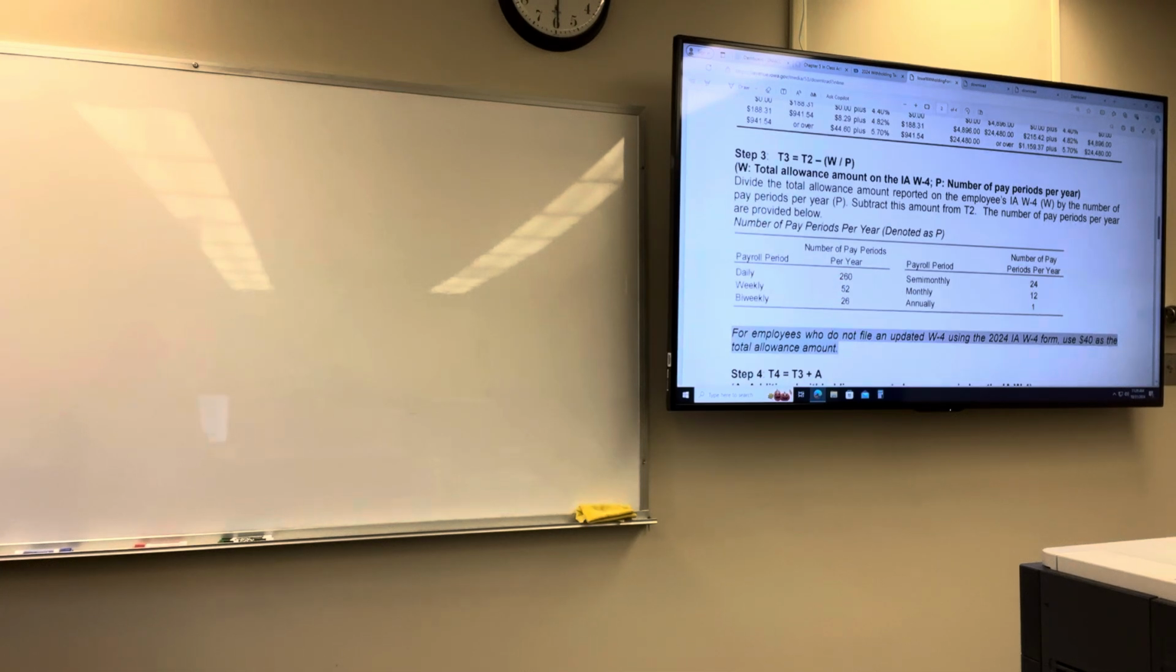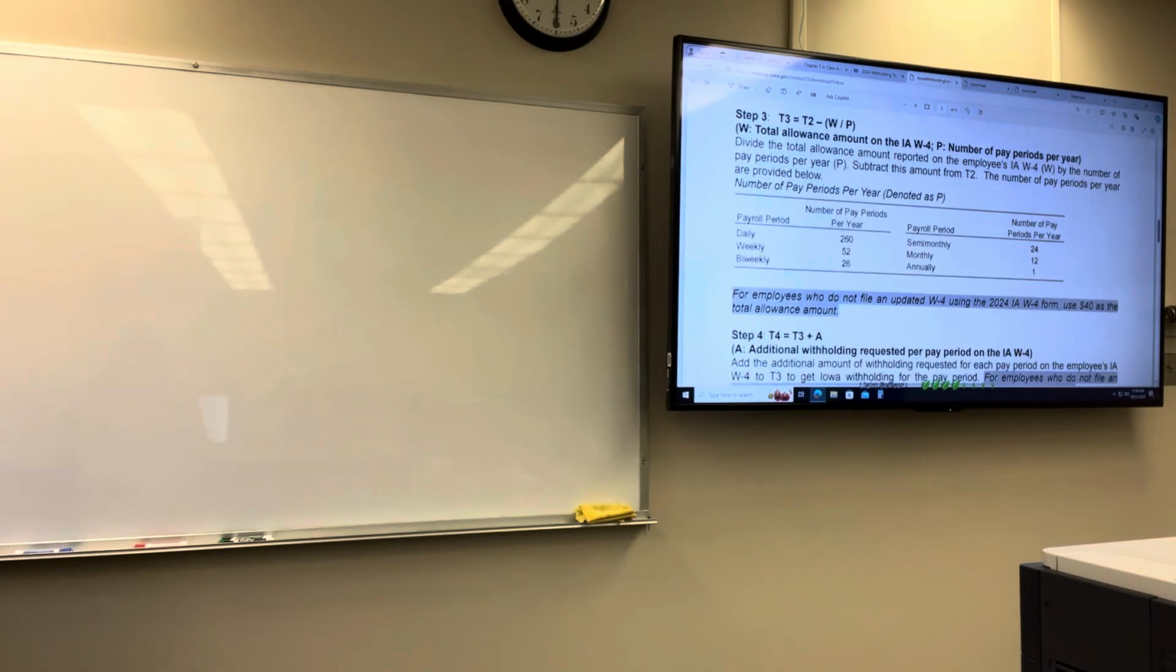Then the result there, T3, is whatever that previous result was, minus W divided by P. What's W? What's P? W is the total allowance amount on the W-4 form, whatever that came out to be, divided by P, the number of pay periods per year. And they give you the number of pay periods here. You all know this by heart now, though. You don't have to have that table.